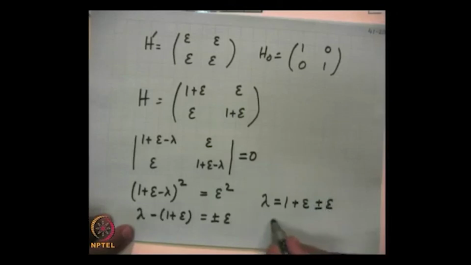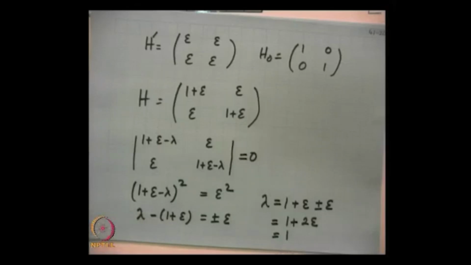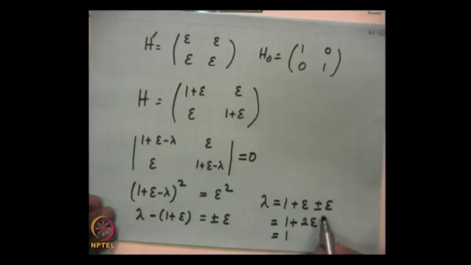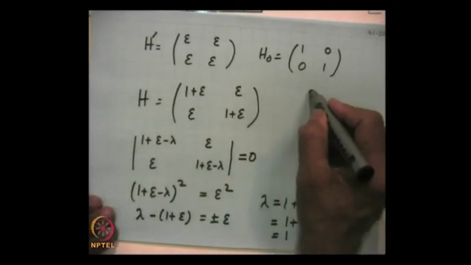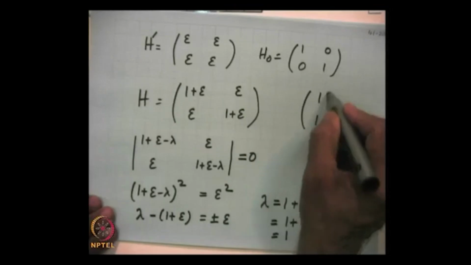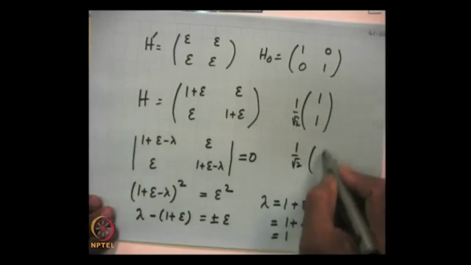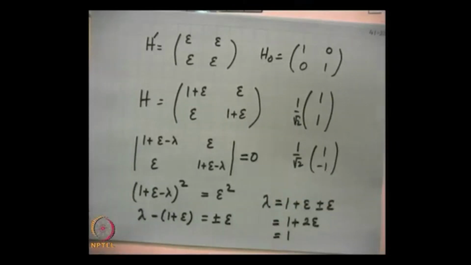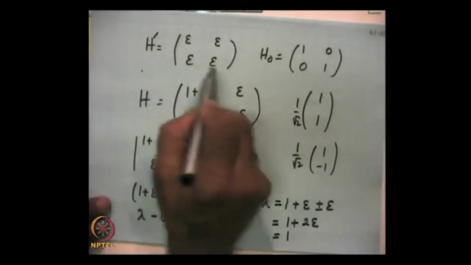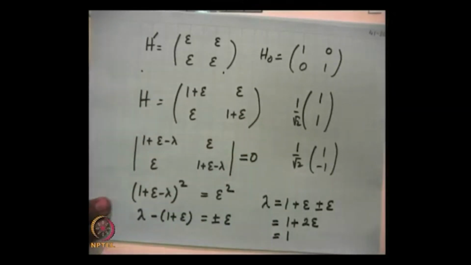So, you have here two eigenvalues. One is 1 plus 2 epsilon and the other is just 1. So, these are the rigorously correct eigenvalues for H, and if you find out the corresponding eigenkets, then that will be 1 by root 2 times (1, 1) and 1 by root 2 times (1, minus 1). We also say that by introducing this perturbation, the degeneracy has got lifted.